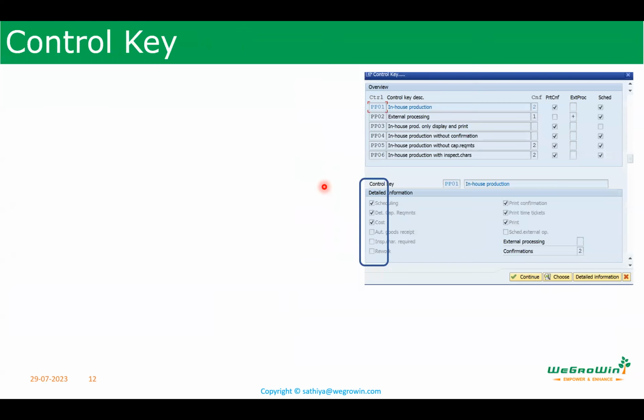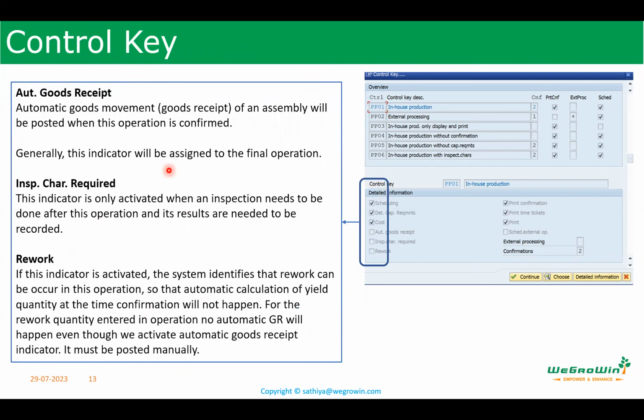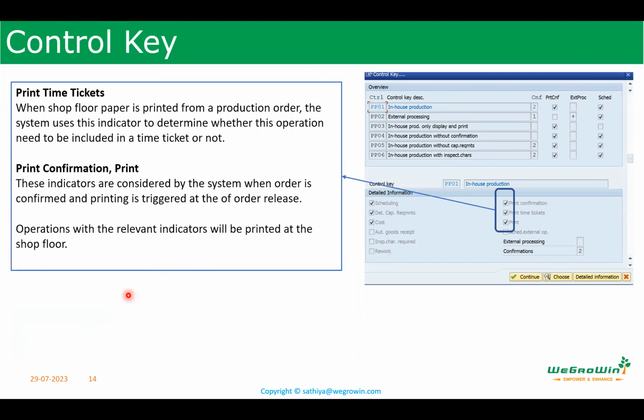Control key, okay? So the control key we will discuss now, because the remaining time is 1 minute 25 seconds. Anyhow, the control key is the one which is going to control many parameters for the particular operation. For example, how the scheduling has to happen, whether the detailed capacity requirement should happen, whether the costing should happen or not. Similarly, whether the automatic goods receipt should happen, whether the inspection characteristic is required or not, whether the rework is required or not.